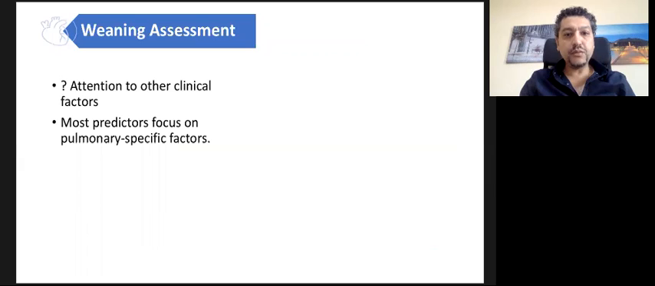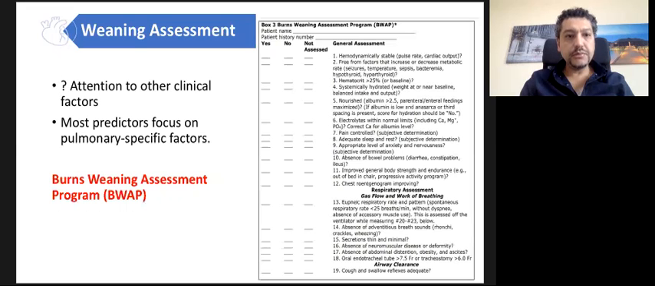So we have as well to be attentive to other clinical factors during the weaning assessment before initiating the weaning trials. Most predictors usually focus on the pulmonary specific factors, but there are a lot of other factors as well. For the clinical tools, there's something called Burns Weaning Assessment Program. This is actually box number 3. So it ensures systemic attention to these factors, and it may help ensure good outcomes if you follow this checklist.